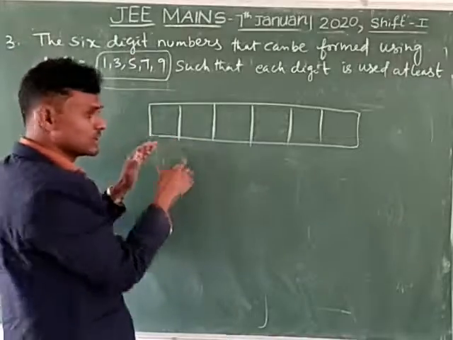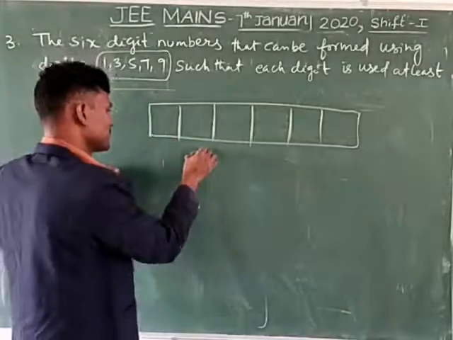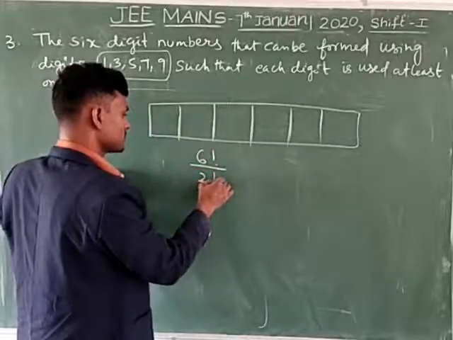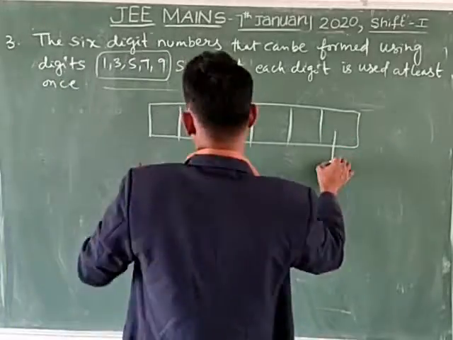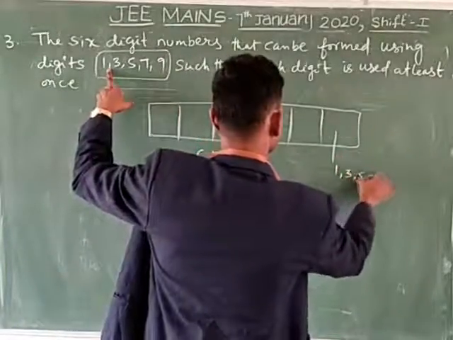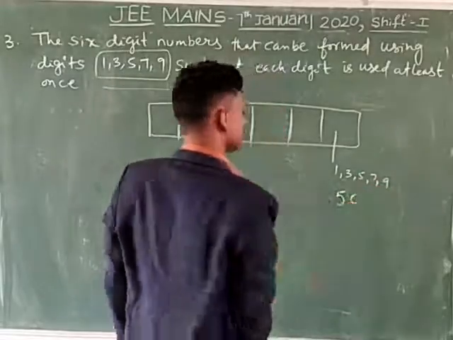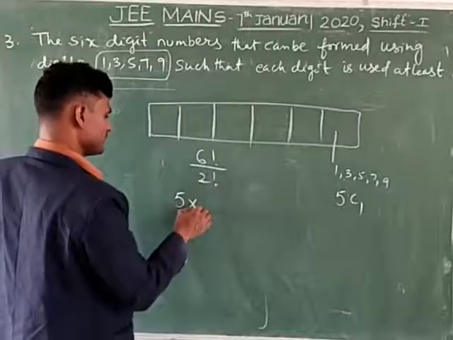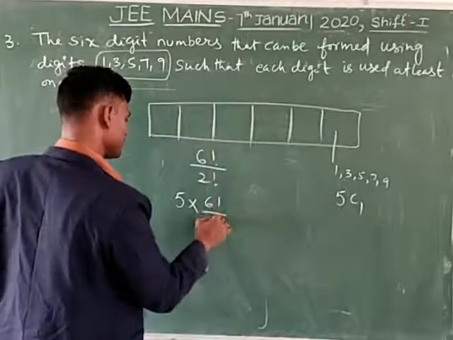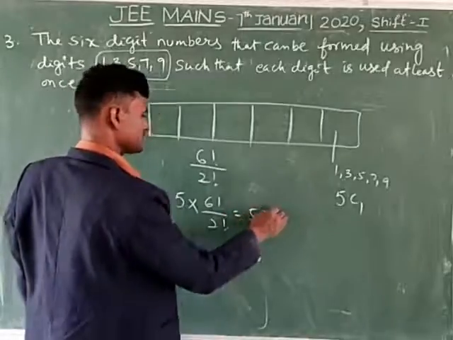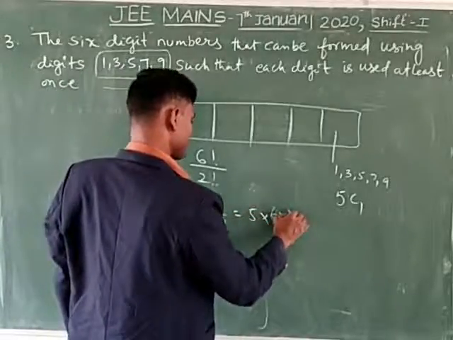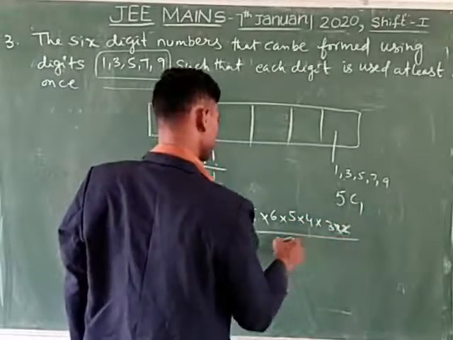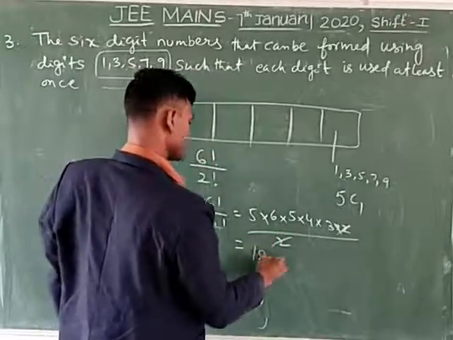Then you have to use one number twice. That's why the total 6 numbers are written as 6 factorial. By repetition it is 2 factorial. At the same time, this unit is either 1, 3, 5, 7, 9, which we can write as 5C1 or 5 ways. Now our answer is 5C1, which is equal to 5 into 6 factorial by 2 factorial. Then 5 into 6 into 5 into 4 into 3 into 2 by 2. This one cancels. Then this is the answer, 1800.